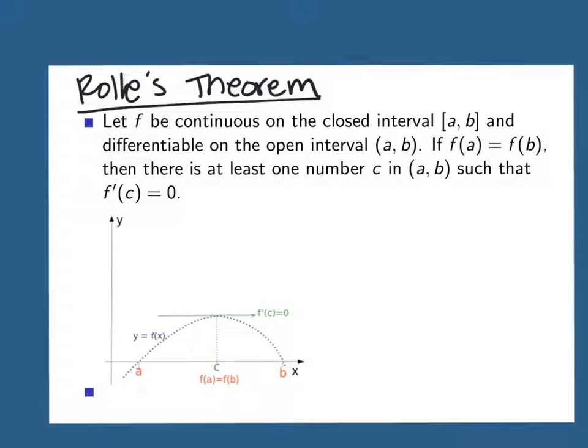What they're saying here is that if we have 2 points that are equal to each other, as in the photo, so f of a is equal to f of b, then there is at least one number c at which f prime of c is equal to 0. Notice here they draw c where it has a horizontal tangent line. Okay, so the instantaneous rate of change at that c is equal to 0. Okay, so let's look at some examples with that.